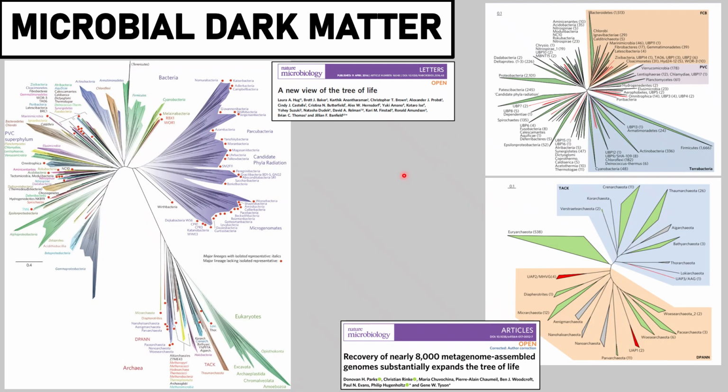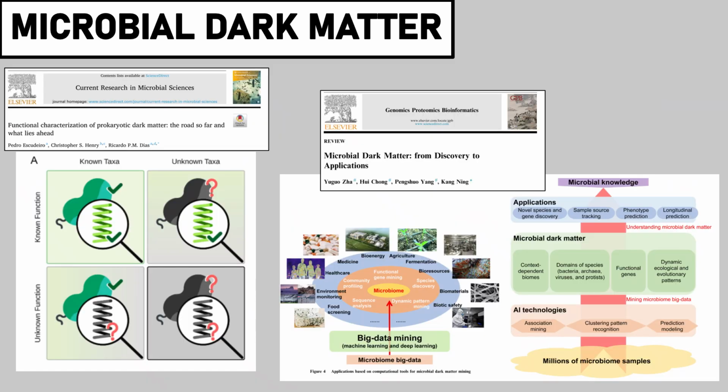In fact, it really burst into view in 2016, 2017. These are huge papers. A new view of the tree of life in 2016 came up with the term candidate phyla radiation. There are all these potential phyla of bacteria that we didn't know about, that we're now learning about with metagenomics. Similarly, in 2017, the expansion kept going with 8,000 metagenome-assembled genomes, expanding the tree of life, not only in bacteria, but also in archaea. So things were going pretty crazy.